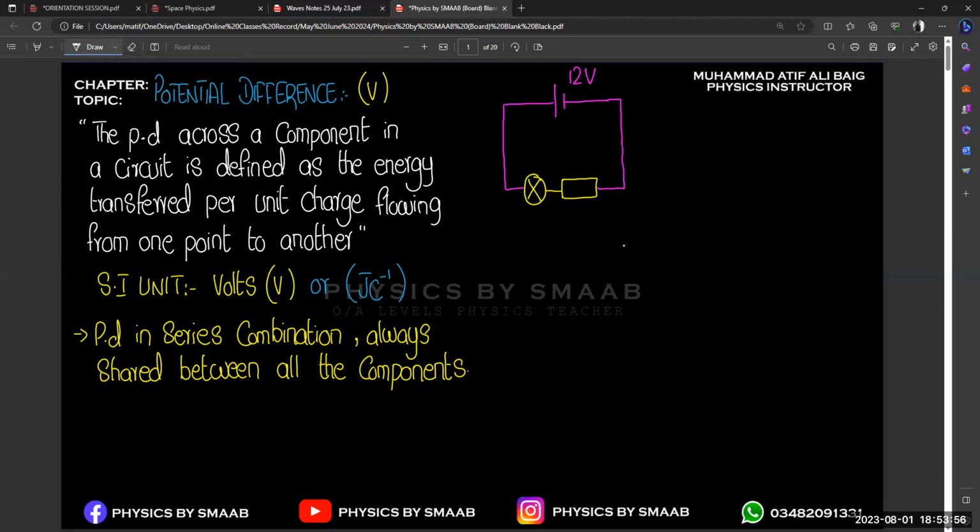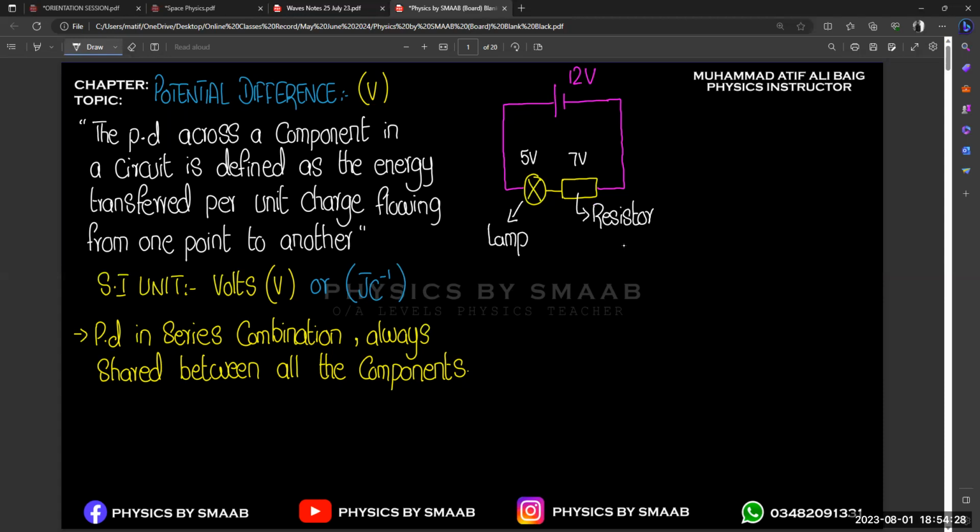What is the name of the component? Yes, it is a resistor. Good. So this is a resistor. We are having a lamp in our circuit. So it means our potential difference is going to be divided between these two components, and 12 volt is what we are receiving from the main source or the battery. And let's suppose this bulb is going to consume 5 volt, and the rest of the voltage or the energy is going to be consumed by the resistor, right?